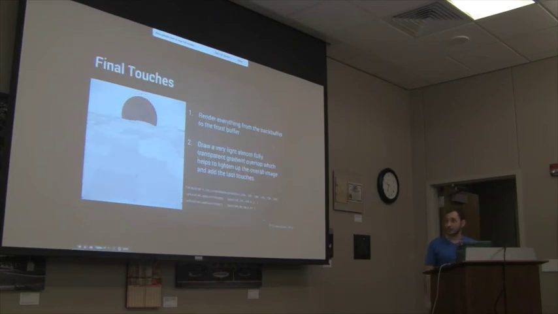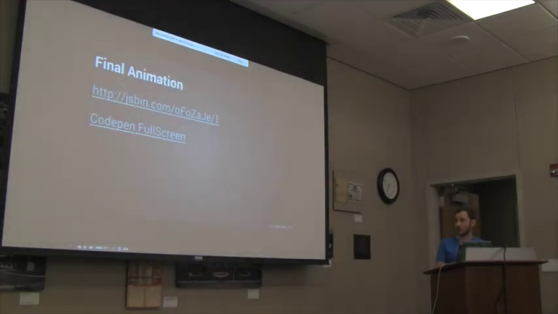Now, the last thing I did was the gradient. It's just a radial gradient. It starts off almost transparent in the center, and gets more opaque towards the edges, which lightened up the whole image and made it look a lot closer to the final product. And this is what the final animation ended up being.